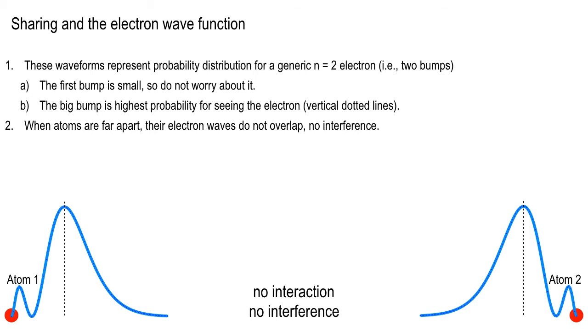Now, these two waveforms, as I said before, represent the probability distribution for a generic n equals 2 electron. So that means it has 2 bumps, all right? The first bump is small, so don't worry about it. The big bump is the highest probability for seeing the electron. In other words, it's out there at the second energy level, all right? And when the atoms are far apart, their electron waves don't overlap. You don't really have much interference. So that's out here, all right? I didn't draw the wave functions all the way out, but that's what they are, okay?